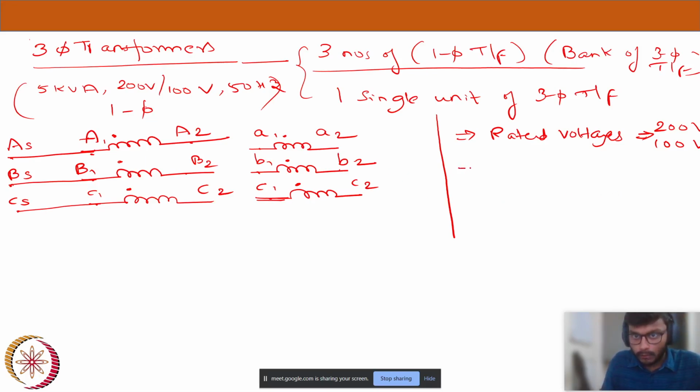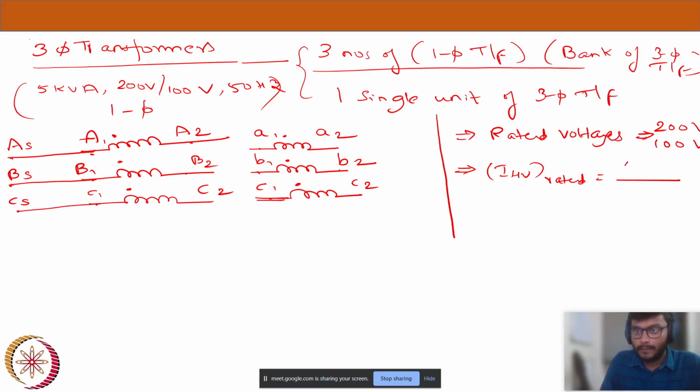Before going into more analysis, let me just write my rated currents. So we know how to calculate our rated currents at each HV side and LV side. We know the ratings of the transformer, we know the kVA rating, and we also know the HV side voltage and LV side voltage. From that, we can easily get the rated currents in both high voltage and low voltage side.